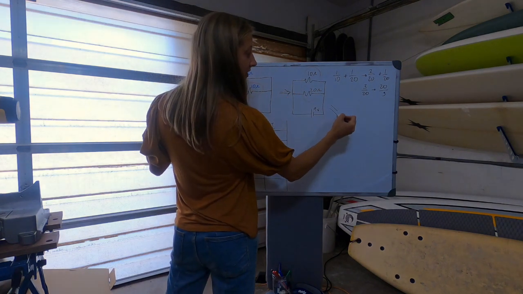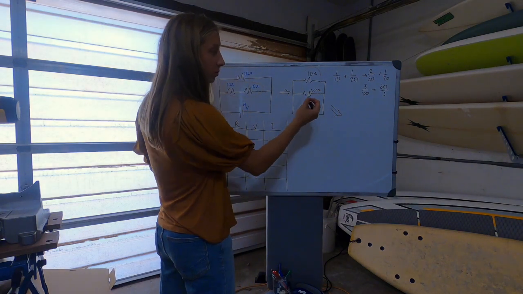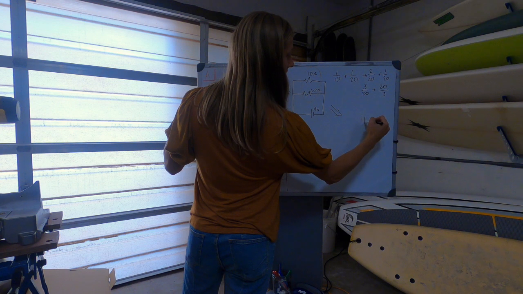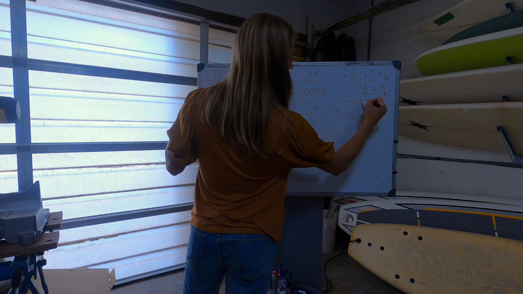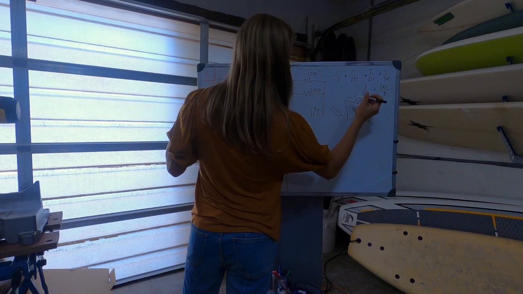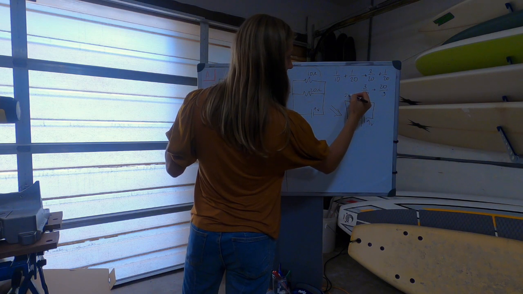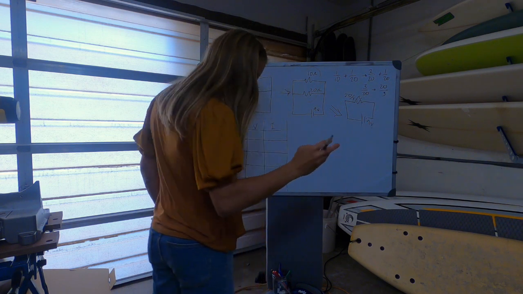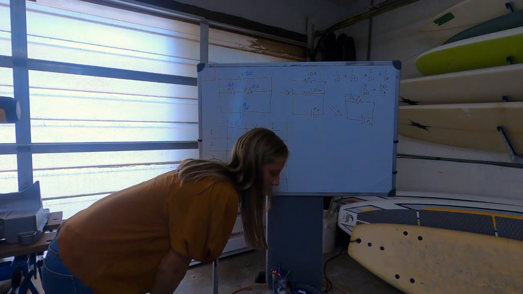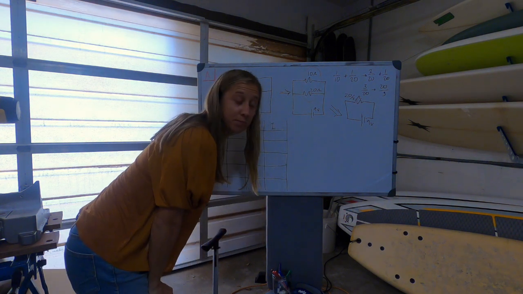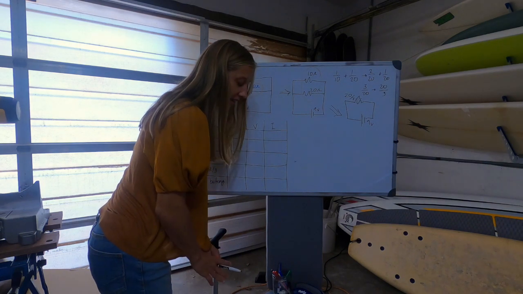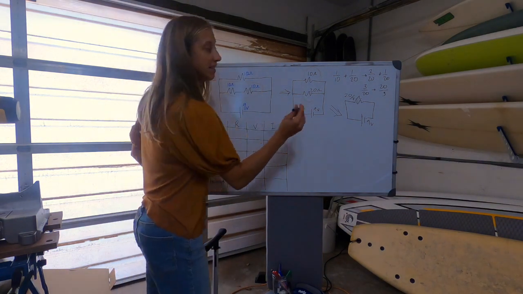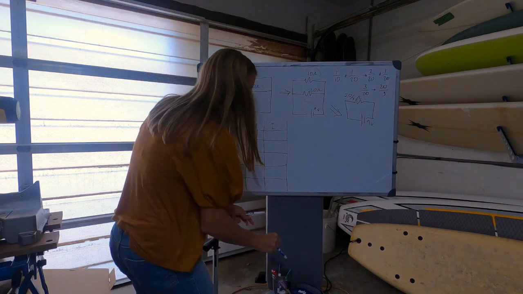Now, we have successfully simplified this circuit. So I'm going to draw the final thing. This is my 9-volt battery. And this is 20 over 3 ohms, which is about 6.67 ohms. And what does that represent? That represents the equivalent resistance.